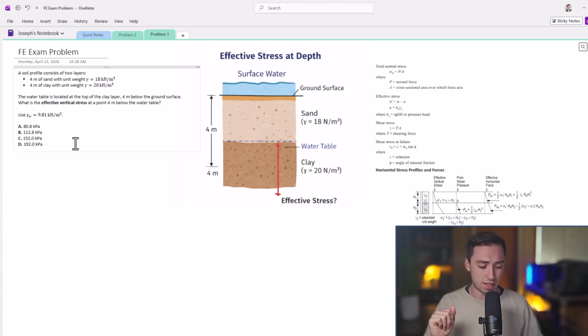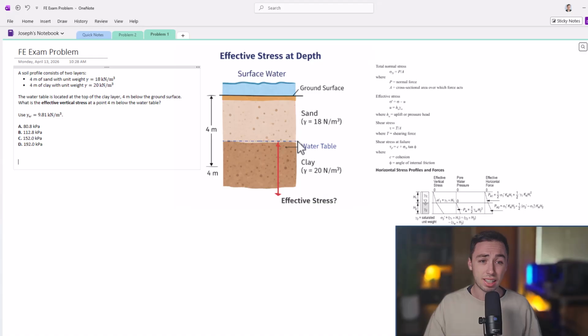Okay, so let's dive into this problem here. You can see here, effective stress is going to be normal stress minus the uplift pressure. This is really going to be the key here. There's actually a couple ways you can do this. I think there's a fast, simple way, and then there's a by the book way. I'll show both of them.